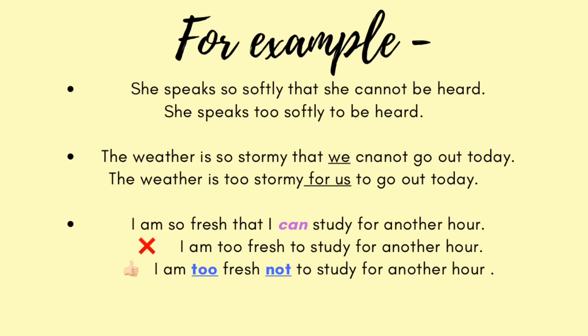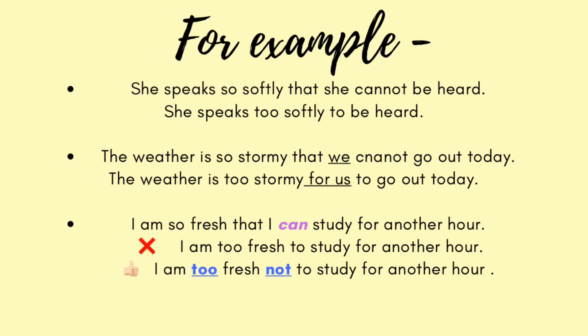Let's see our third example. I am so fresh that I can study for another hour. You can see here can is highlighted. Why? Because this sentence of so that sentence is a positive sentence. I am so fresh that I can study for another hour. It is not written cannot. So if you write the answer, I am too fresh to study for another hour, it would be wrong.